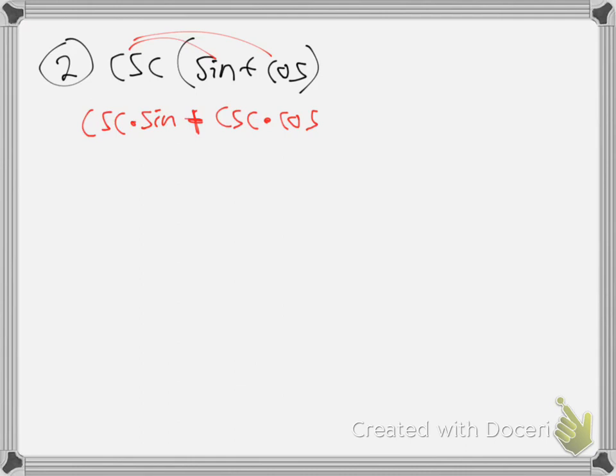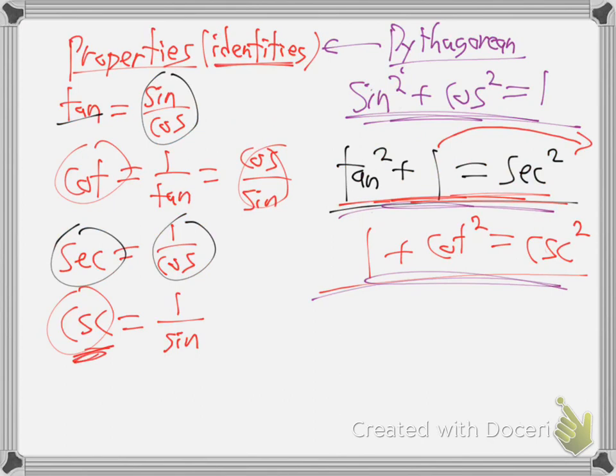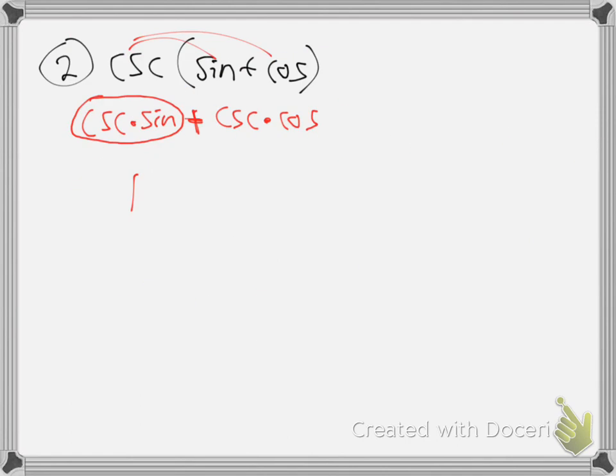Okay, and then what do you think about this part here? What do you think about cosecant times sine? Is that the same as cotangent? Remember? So what is that? It's 1. So let me show you why. Let's go back. Remember what cosecant is? 1 over sine. So cosecant is 1 over sine times sine. These cancel. This is 1.